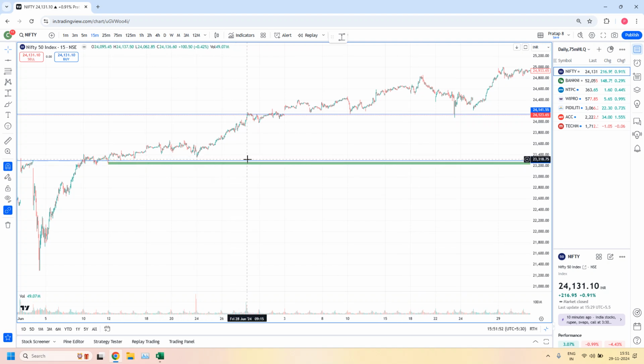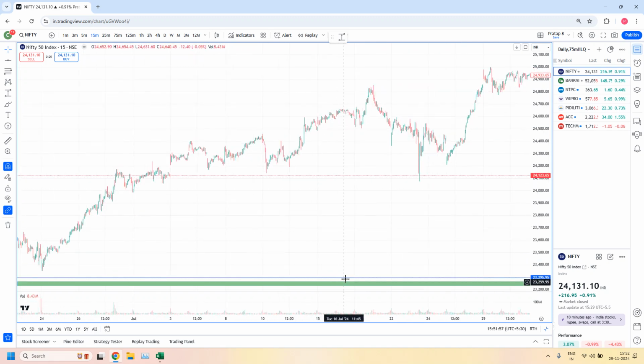Here, this blue color line you have to see. This one I deleted. For the target we set earlier. This is the blue color line.